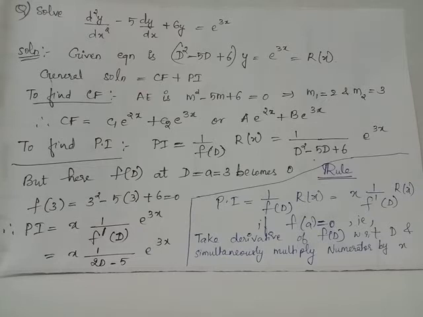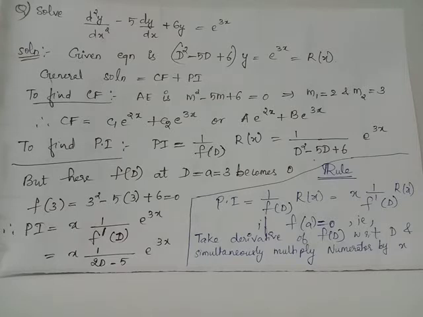In order to find out complementary function, we will find out the auxiliary equation corresponding to the given differential equation, which is obtained by replacing capital D by m. Thus we have m square minus 5m plus 6 equated to 0. Always auxiliary equation will have RHS equated to 0. When you solve the auxiliary equation, we will obtain two roots, m1 equals 2 and m2 equals 3. Here auxiliary equation is a quadratic equation, and that's why we have obtained two roots.